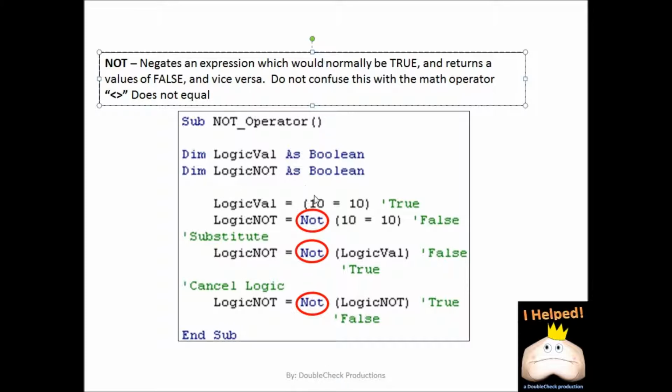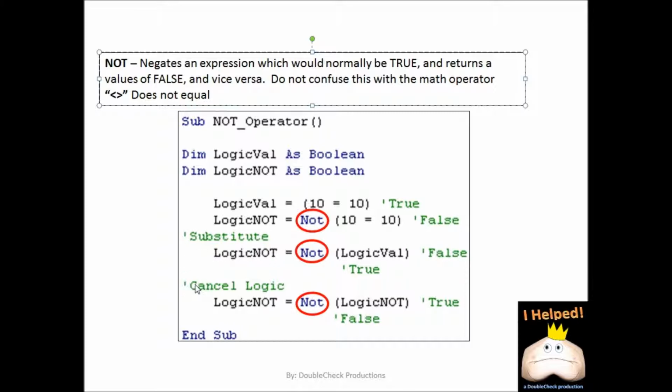Here we have a logic value, 10 equals 10. That is true. Logical not, whenever we put the not operator in front of this, it comes back to false. So here we have logic value, which equals true, and our logical not, which returns a false. If I go here to the logical not, I can also say that that equals the logical operator not of our logic value. So we have a logic value equals true. When it's introduced to the not operator, it returns a value of false.